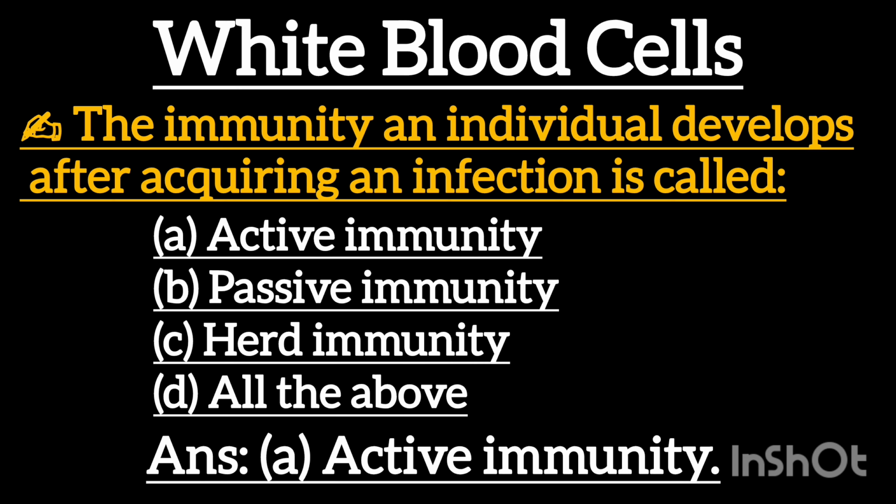First question: the immunity an individual develops after acquiring an infection is called? Option A, active immunity. Option B, passive immunity. Option C, herd immunity. Option D, all the above. Correct answer is option A, active immunity.